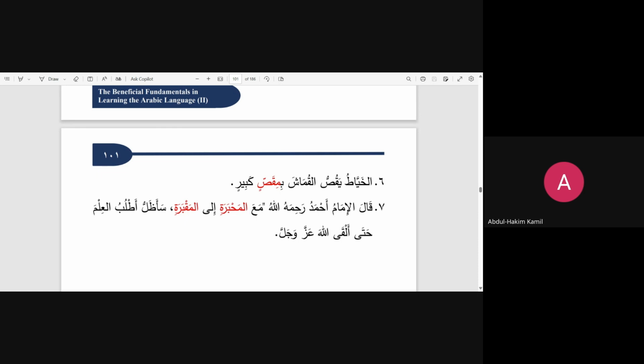الخياط يقص القماش. الخياط يقص القماش. What does that mean? يقص القماش. Because the fabric, right? قماش is fabric. What's the plural for قماش? أقمشة. يقص القماش بمقص كبير. What does that mean? بمقص كبير.